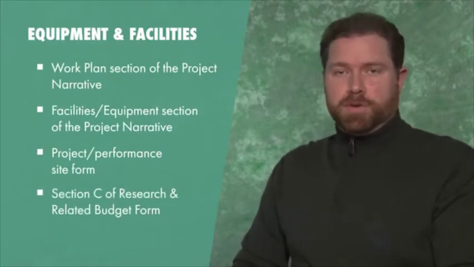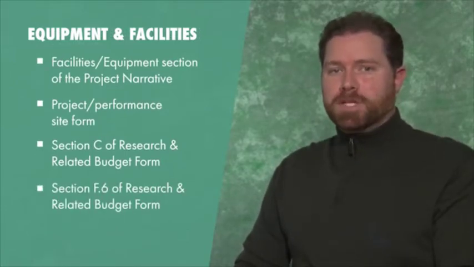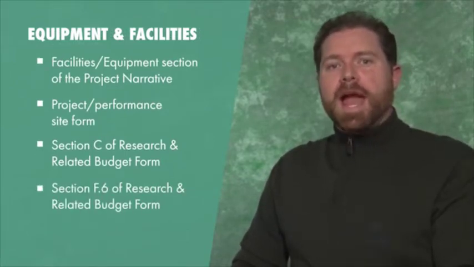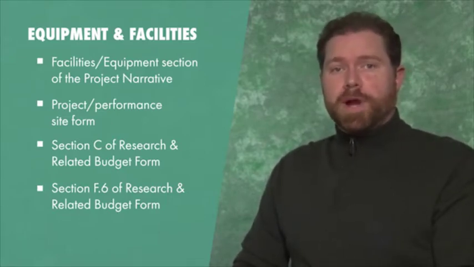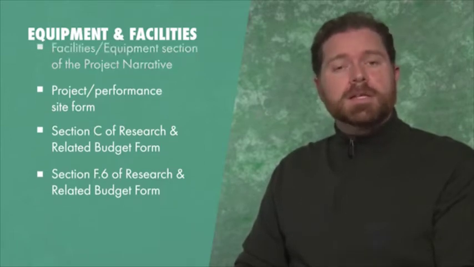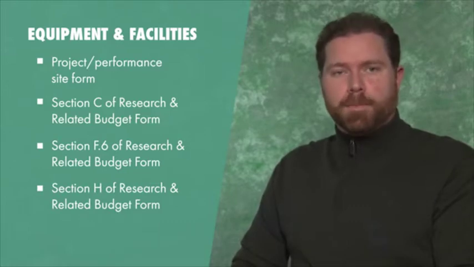4. Section C of Research and Related Budget Form. List separately each piece of equipment, meeting the earlier definition, that you propose to buy as a direct cost on the Phase 1 SBIR STTR project. 5. Section F.6 of Research and Related Budget Form. Include here any other equipment and/or facilities that you will be leasing or renting as a direct cost on the project.